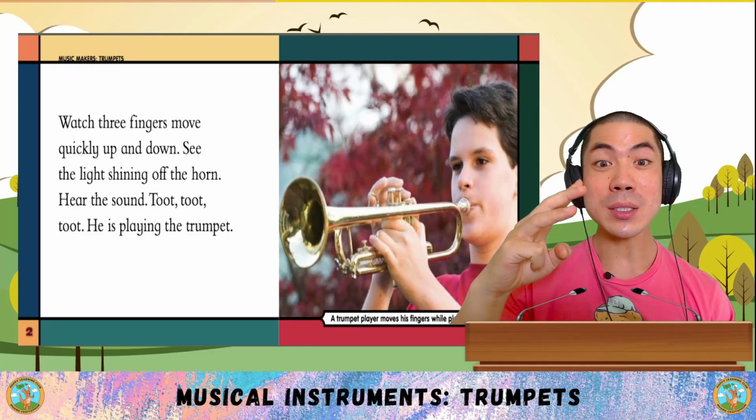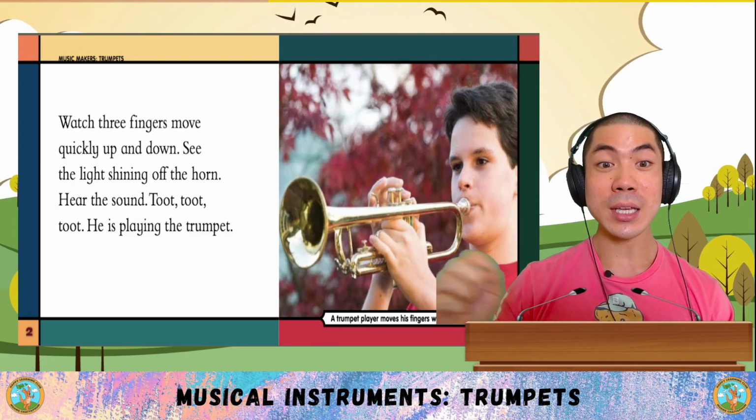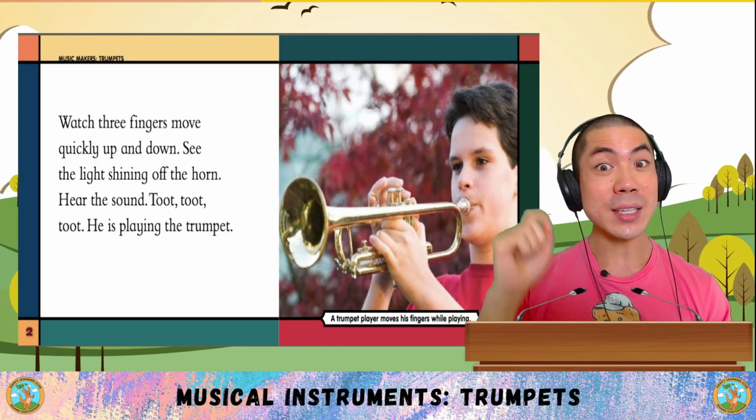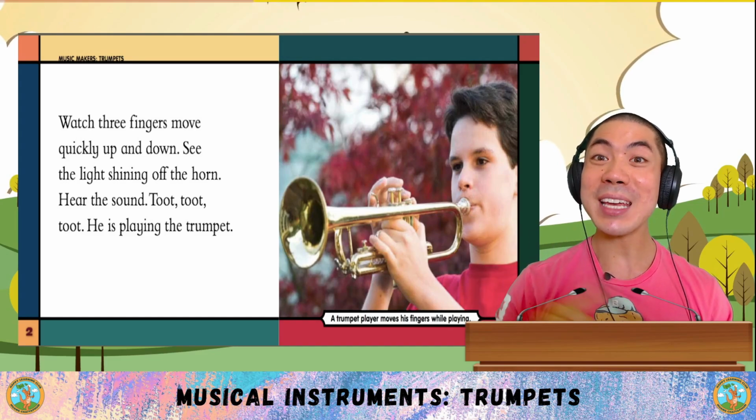Watch the 3 fingers move quickly up and down. See the light shining off the horn. Hear the sound toot toot toot. He is playing the trumpet.